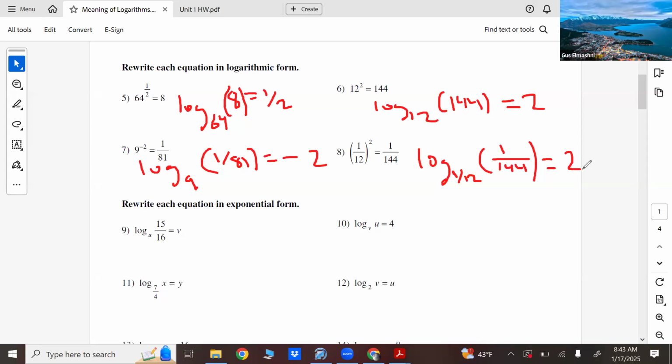Do 9 to the negative 2. 9 squared is 81. Flip it, you get that. Here, 12 squared is 144, 12 times 12. And that's just a fraction, right? Not a big deal. But 1 over 12 squared gets you that. Okay.